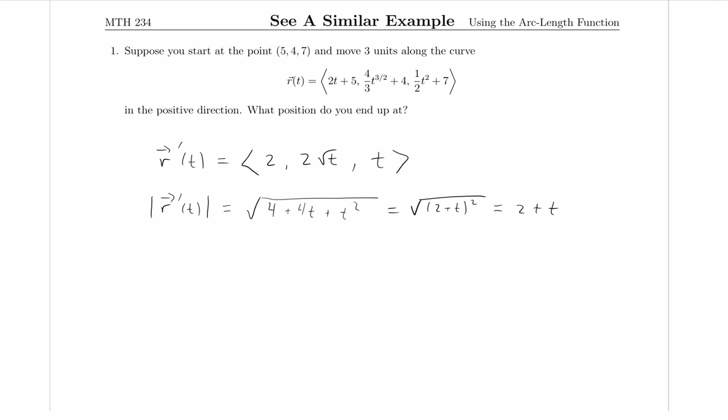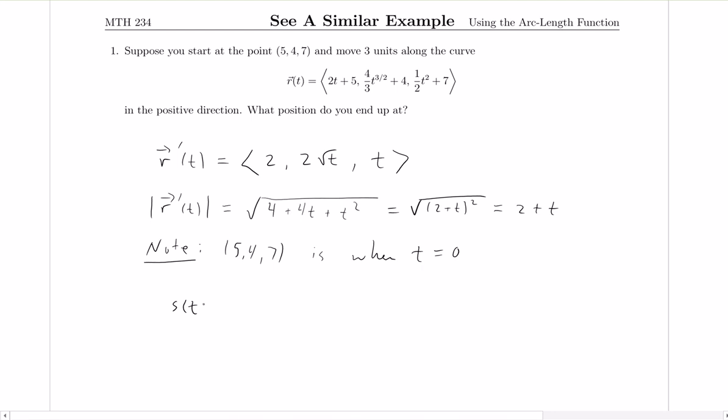Now let's make an observation here before we move on. The point 5, 4, 7 is the point when t equals 0. If we plug 0 into the function r of t, we get exactly 5, 4, 7. So we need to know that. So we want the arc length function starting at t equals 0.